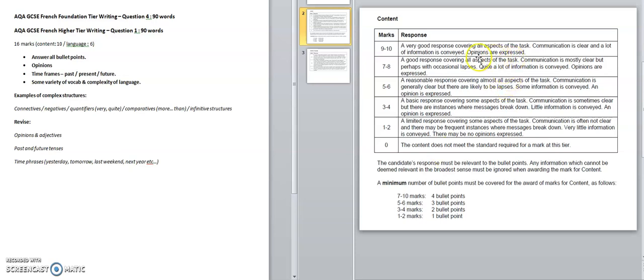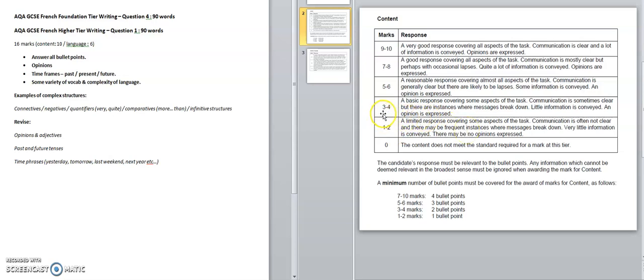And then if you look at the fact that opinions are mentioned in the content mark as well, opinions are expressed. Opinions are expressed. An opinion is expressed. So if you only mention one opinion, if you only have one opinion in the whole piece of writing, the maximum again you can score for content is 6, which is a big chunk of the marks percentage-wise. And look, if you don't have any opinions at all, you can only score 2 out of 10, whatever the quality of the rest of it is. So that's quite serious. You must have an opinion for 3 marks.